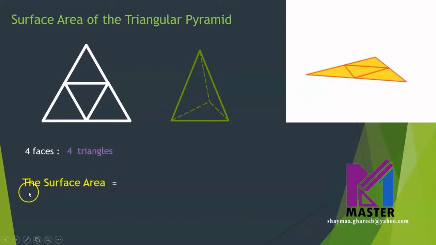So, in order to calculate the surface area, we are going to add all the areas of all the faces, the total area of all faces. And we said all faces are triangles, so we need to find the area of the 4 triangles. That's it. So you need to study and know how we can describe surface area of these 3D shapes.